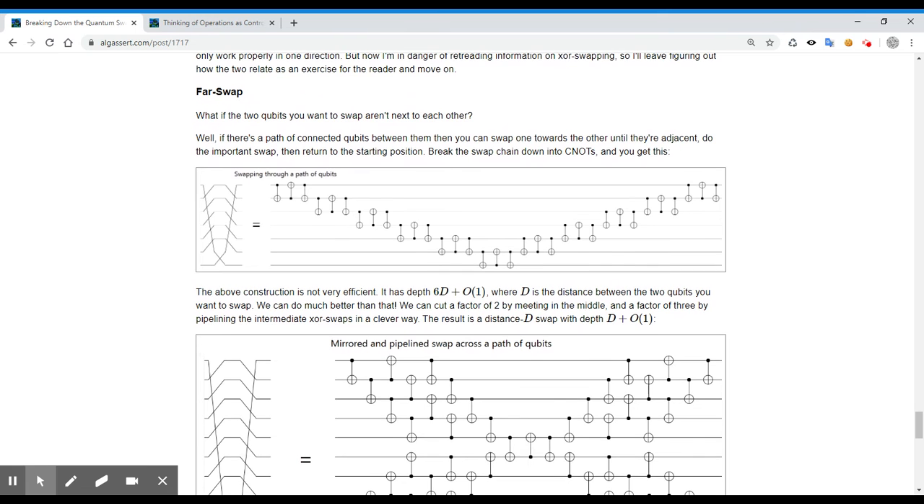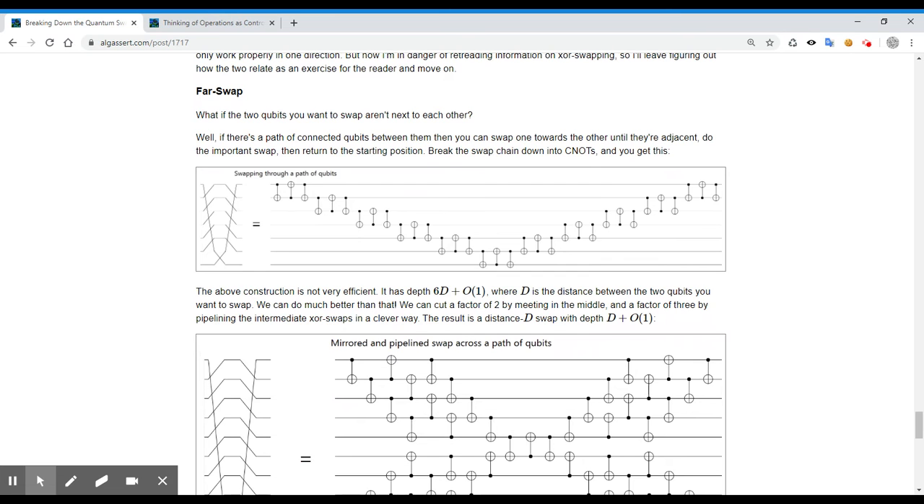Far swap. What if the two qubits you want to swap are not next to each other? Well, if there's a path of connected qubits between them, then you can swap one towards the other until they are adjacent, do the important swap, then return to the starting position. Break the swap chain down into C nodes and you get these. Yeah, that kind of makes sense. You want to swap those two qubits, so you're doing all the chain, and then you're undoing it.